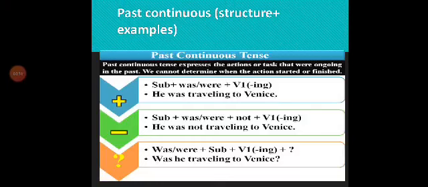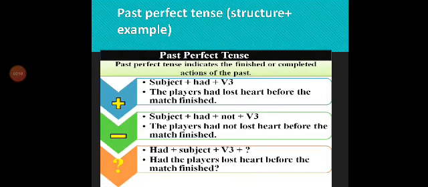Past continuous tense. Subject plus was plus verb first form plus ing, as you have studied earlier. And whenever we are using was, we will only add not for making it negative. Subject plus was plus not plus verb first form plus ing. Do remember that we are using the first form of the verb in the past continuous tense. And do not forget to put a question mark at the end of the interrogative sentence.